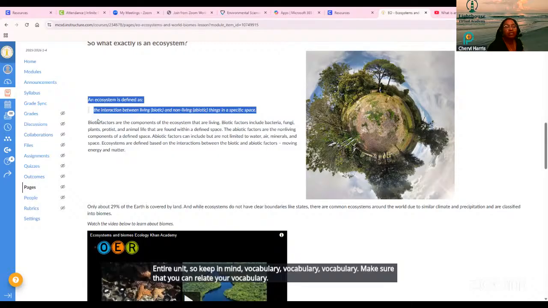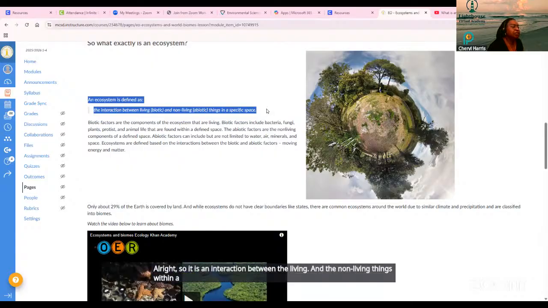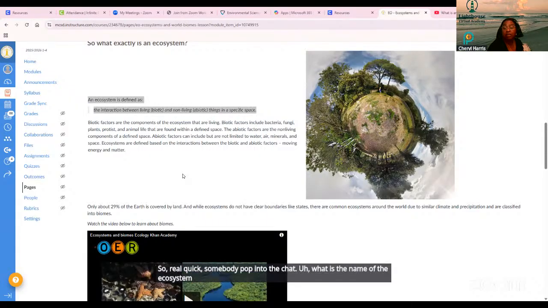All right, so it is an interaction between the living and the non-living things within a specific space. So when we talk about a specific space, we're calling that space an ecosystem. And different ecosystems have different names. So real quick, somebody pop into the chat. What is the name of the ecosystem that you found for Tybee Island?